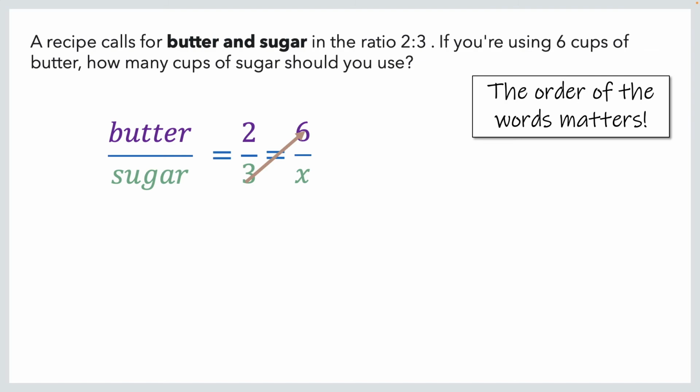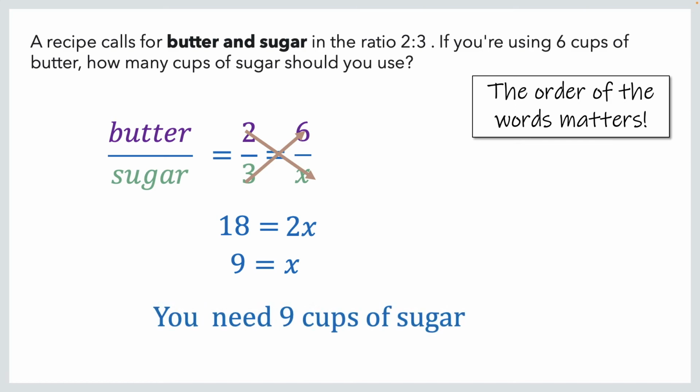And now we cross multiply. So we've got 3 times 6, that's 18. 2 times x, that's 2x. Divide both sides by 2 and you get x equals 9. You need 9 cups of sugar, and that's a lot of sugar. I hope you're making a lot of cookies.